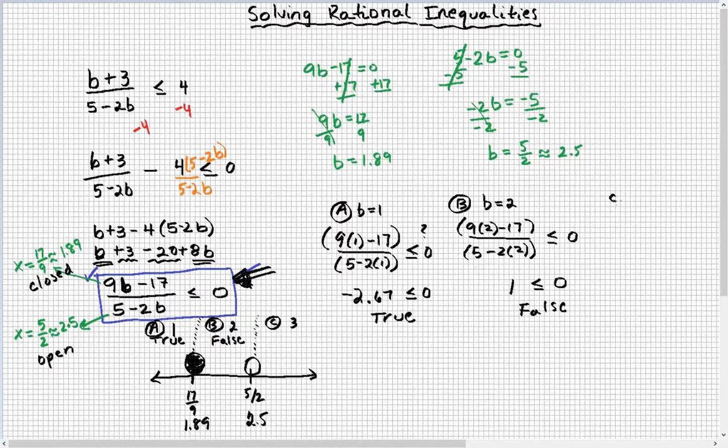Now we have test region C, and we're testing the number 3. So 9 times 3 minus 17 over 5 minus 2 times 3. Is this less than or equal to 0? All right, don't forget about your outside parentheses. Go ahead and pause the video and type it into your calculator. All right, typed it into my calculator and I got a negative 10. So is a negative number less than 0? True. All right, so in region C, I have a true statement.